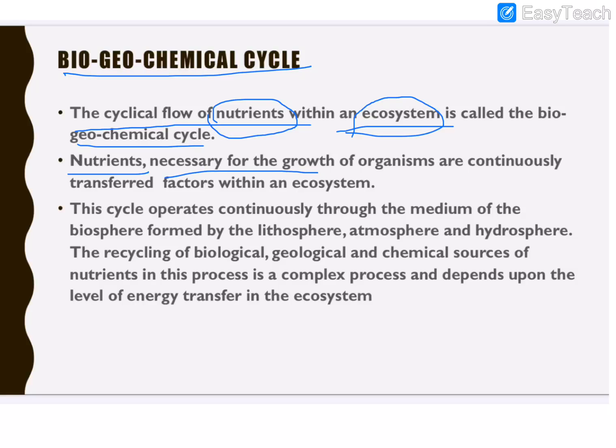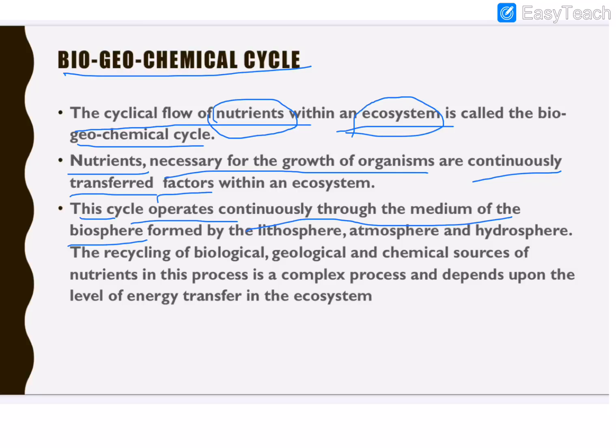biogeochemical cycle. Nutrients necessary for the growth of organisms are continuously transferred within an ecosystem, between biotic factors, meaning living organisms, and abiotic factors, meaning non-living things. This cycle operates continuously through the medium of the biosphere. Biosphere means the earth in which we live.